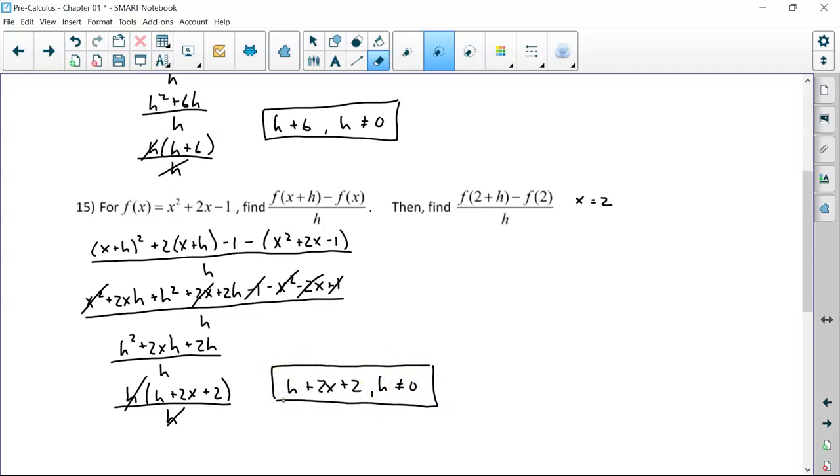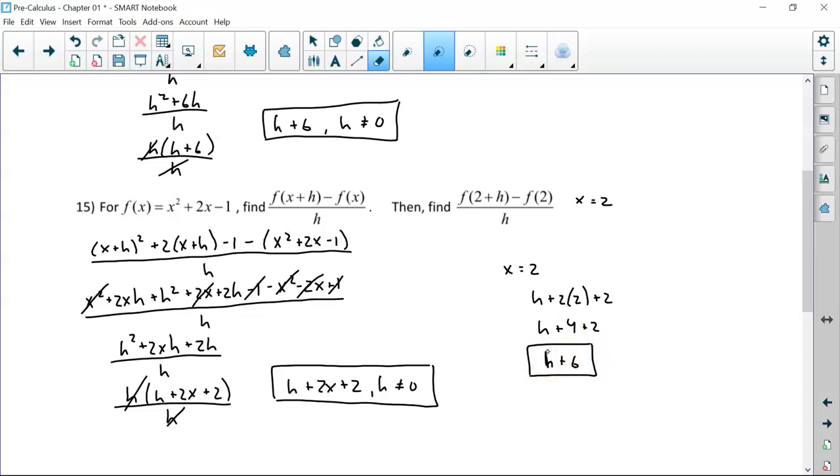The second part, like I said, was basically what happens when x equals 2. When x equals 2, h plus 2 times 2 plus 2. So you get h plus 4 plus 2, which is h plus 6. And that's what you get when x equals 2.